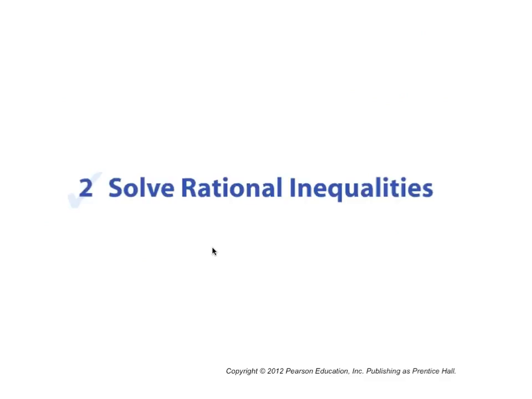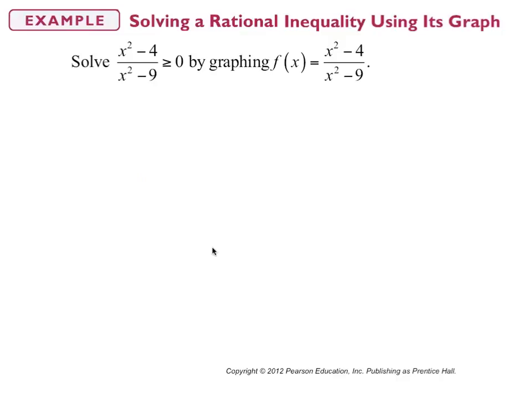Okay, so for solving rational inequalities, we're going to go about pretty much the same two methods. We're going to use a graphing method, and then we're also going to do an algebraic method, which is pretty much the same thing as the polynomial method. So let's say we have (x² - 4)/(x² - 9) ≥ 0. And the first thing we want to do is to solve by graphing.